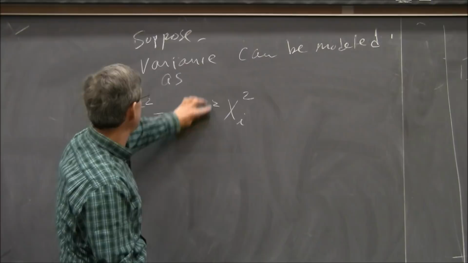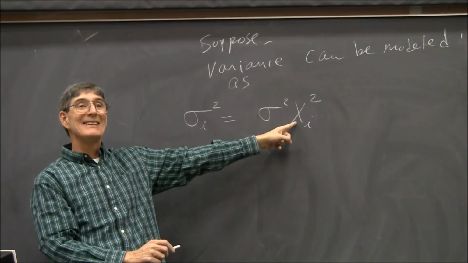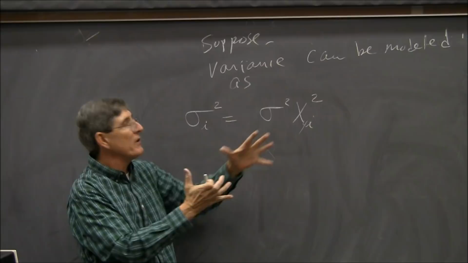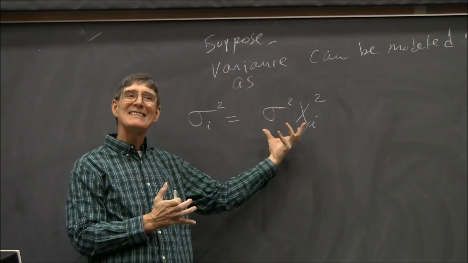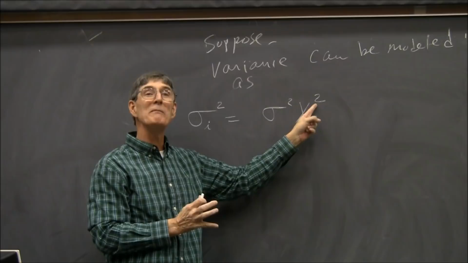Think of this just as a parameter. You can think of this as just alpha if you want. So sigma i squared is alpha xi squared. I know the x's. Maybe this is x4 or something. This is the scale variable. And what this does is it lets the variance expand with x. So this is a good way to model heteroscedasticity when I have a scale variable. Because if this is income, my variance is expanding with the scale, with the spread, with the square of the variable.